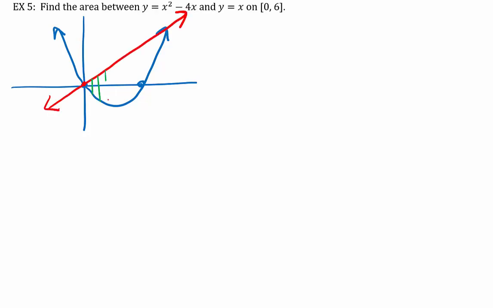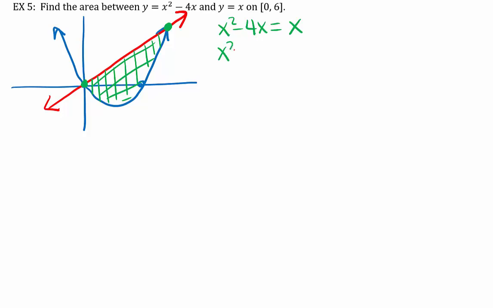So the problem says find the area between the curves. So in green, this is the area I'm trying to find. If I want to find the area between two curves, I have to figure out where they cross. Those intersection points are going to be my bounds of integration. To figure out where they cross, I'm going to set these two functions equal to each other.